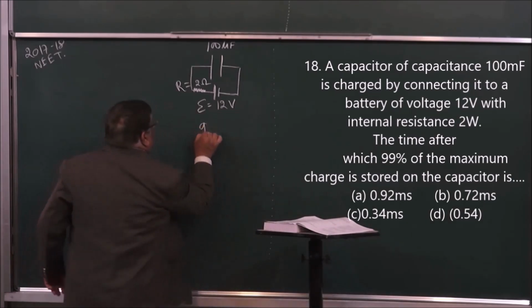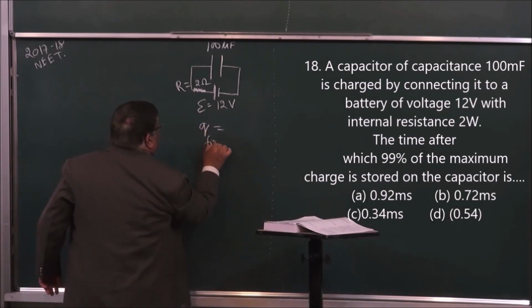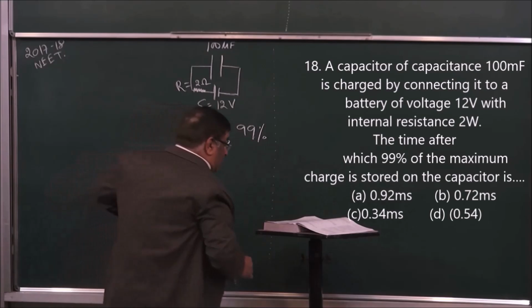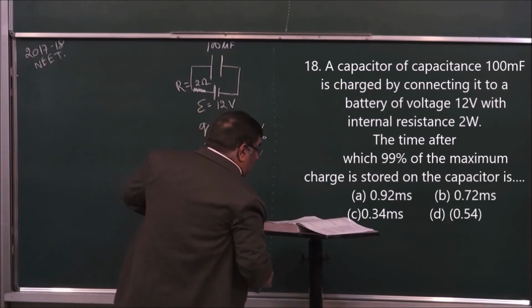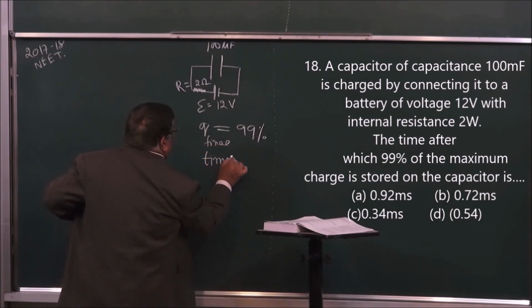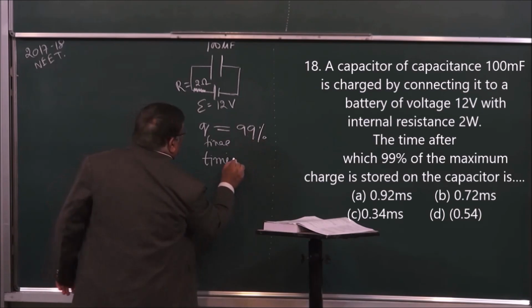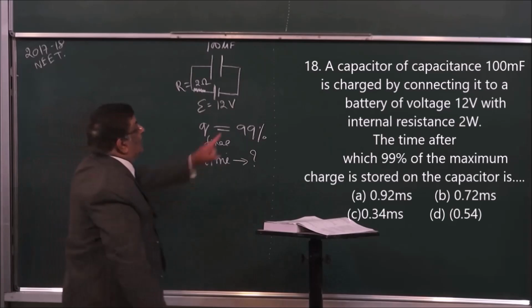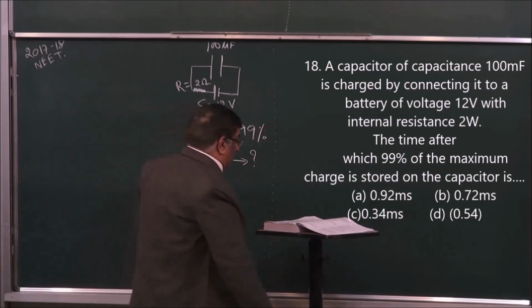Final charge, how much do we need? Q final is 99%. And what are we supposed to find out? We are supposed to find out the time after which this 99% charge is reached. This is what is asked here, and there are these 4 options given.